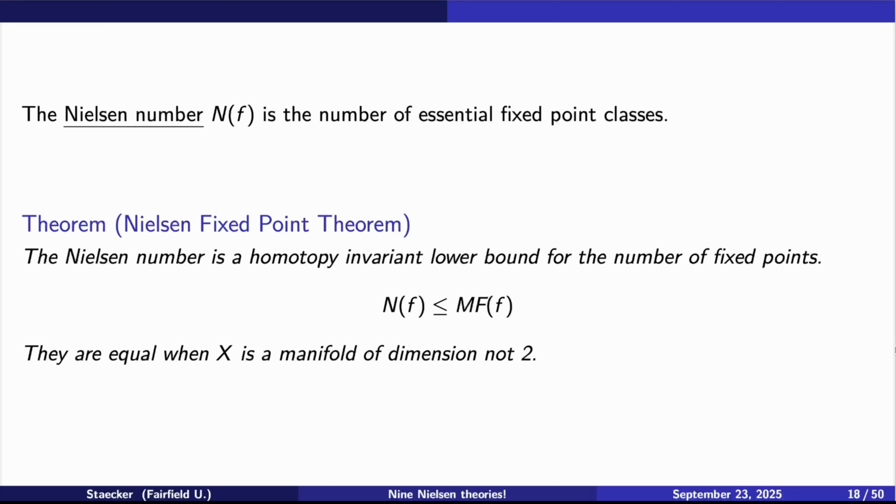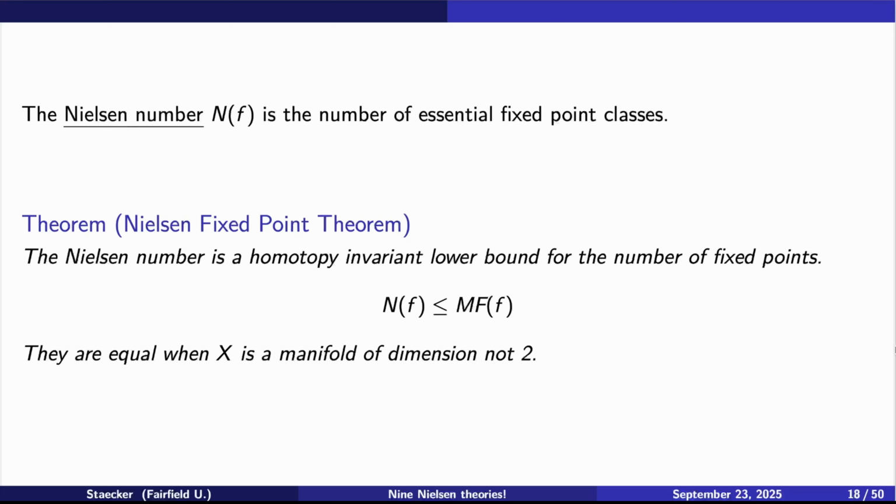And these two numbers are equal when x is a manifold of dimension not 2, so dimension 1 or greater than 2. When x is a surface, they can be not equal, but it's a bit of a strange sort of ironic. In Nielsen's original work, he was thinking only of surfaces, and he created the Nielsen number so that they would be equal on surfaces, but this is actually the only case when they are not equal. Yeah. All right, so this is the basic Nielsen fixed point theory.